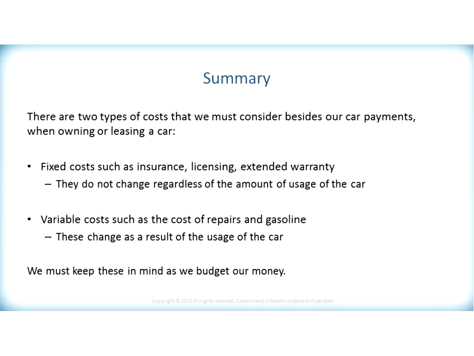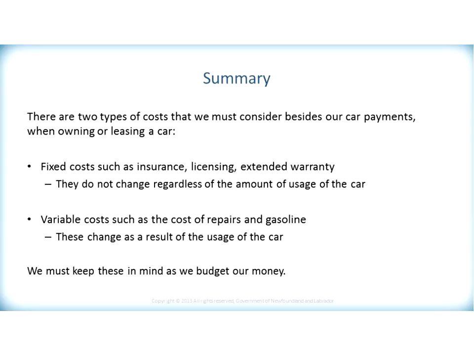So to summarize this lesson, there are 2 types of costs that we must consider besides our car payments when owning or leasing a car. Our fixed costs are in addition to the payments, but they are also regular and expected payments, and it has no bearing on how much you use the car. So they include things such as insurance, licensing, and an extended warranty. So they do not change regardless of the amount of usage of your car.